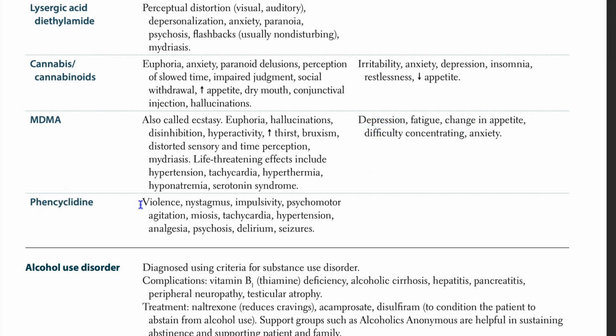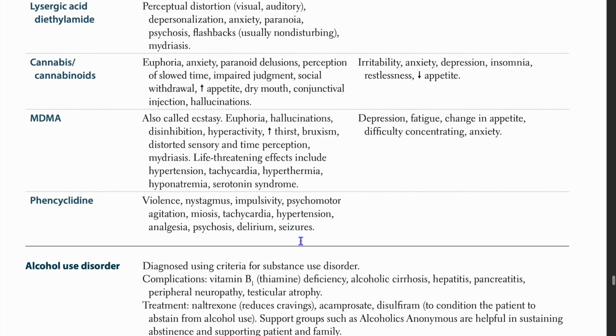PCP is the easiest one to figure out because of violence, nystagmus, impulsivity, psychomotor agitation, miosis, and tachycardia. They might give you all of this, but you trim the fat and then you look at the meat. And the meat of this is violence. Okay. Tachycardia, hypertension, analgesia, psychosis, delirium, and seizures.